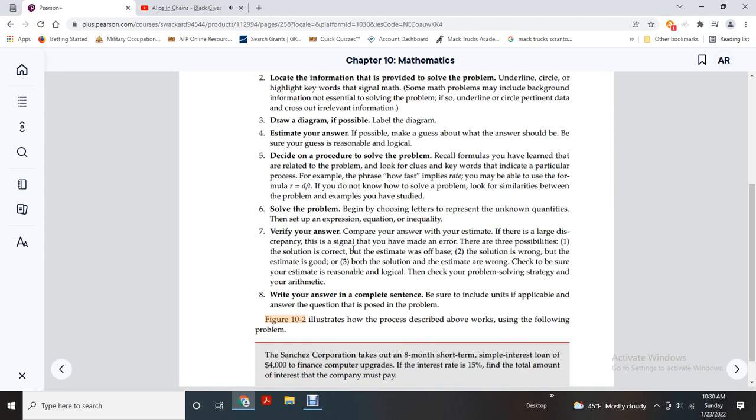If you do not know how to solve the problem, look for similarities between the problem and examples you've studied. 6. Solve the problem. Choose letters to represent the unknown quantities, then set up the expression, equation, or inequality.